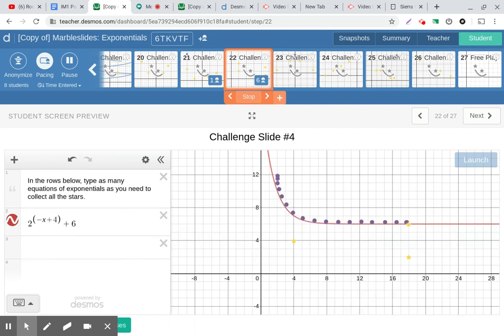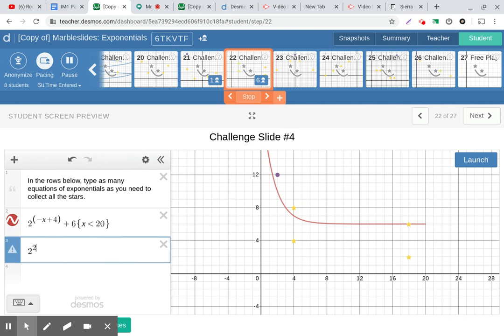And I just have to cut it off at 16, at 20. I'm gonna cut it off at 20. So it's less than 20. And then I need a new one to catch it. So it's going to be 2 to the x. Always start with 2 to the x. And then I'm gonna make that blue.